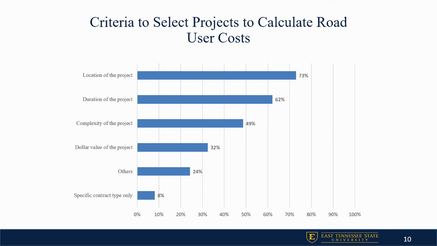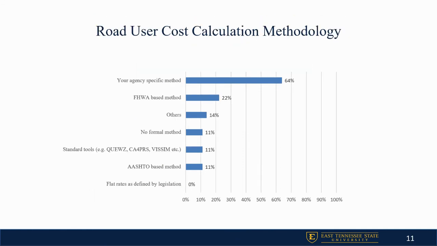Although the dollar value of the project might appear to be the primary factor in such determination, it is not considered as important as the duration, location, and complexity of the project, because State Departments of Transportation are likely to calculate and consider the road users cost for projects in urban areas and projects that need to be completed in a shorter time to minimize the impact on road users.